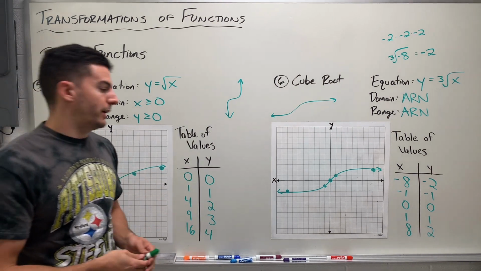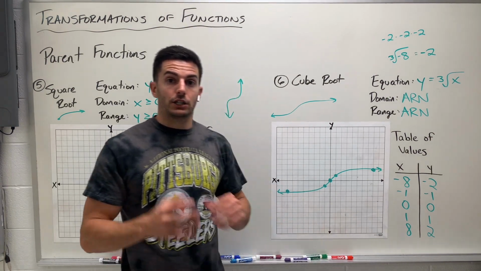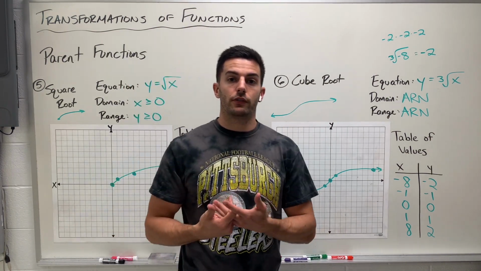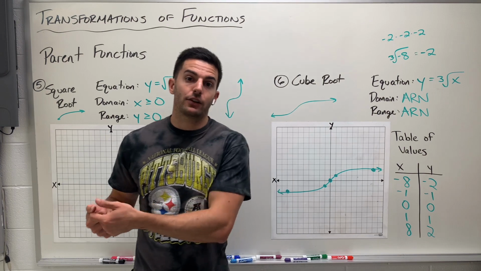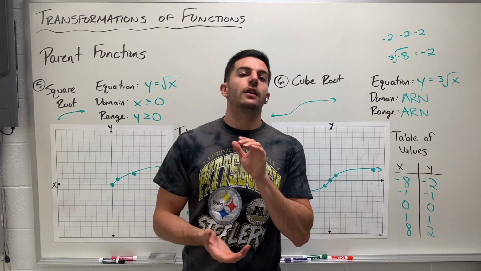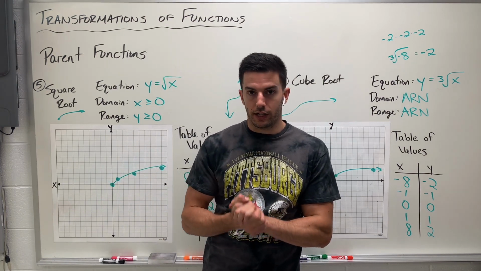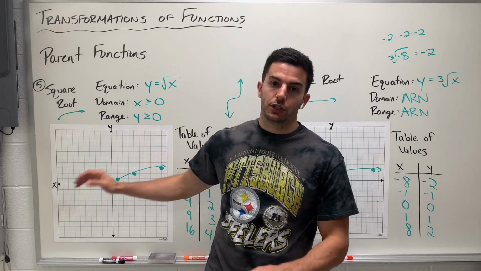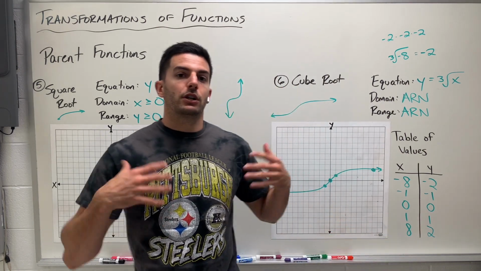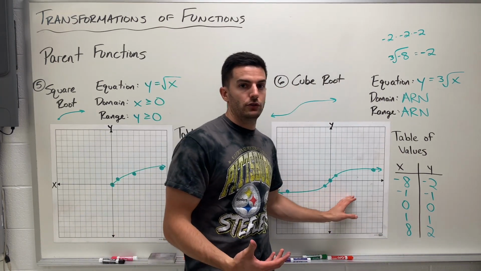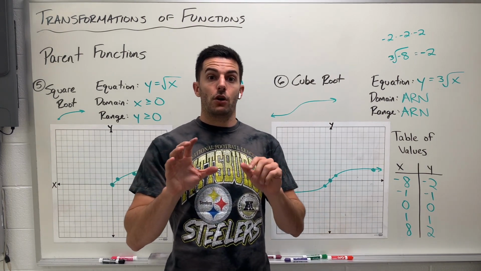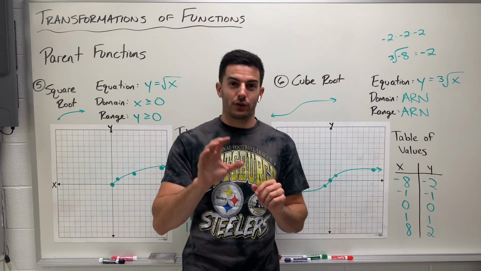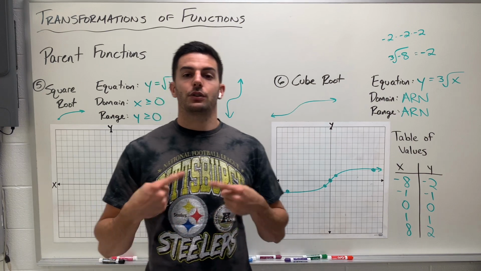So those are the 6 parent functions. I know that's a lot to absorb. I'm hoping you can use this video down the road, to refer back to it if you ever forget these things. But it's helpful that we start here, that I introduce you to the general shapes of these graphs, because we are going to use these to help us know what is happening when I shift these graphs around, okay? And so that's what the rest of the unit's going to be about.